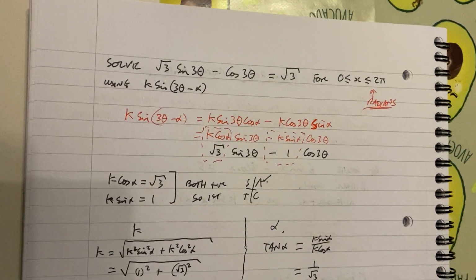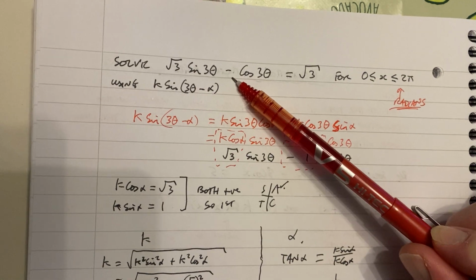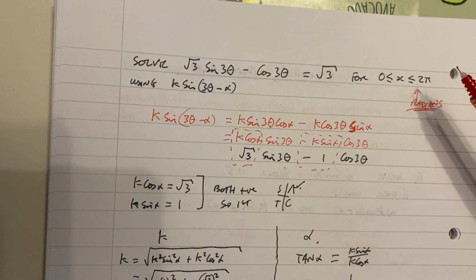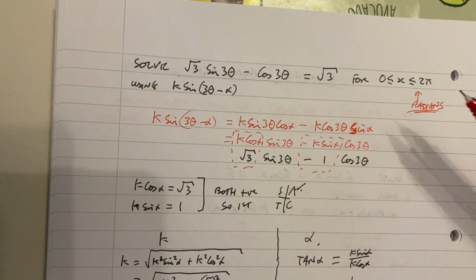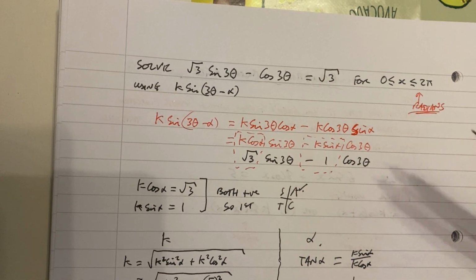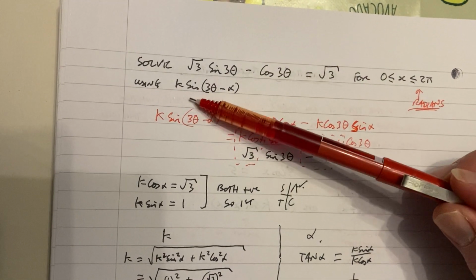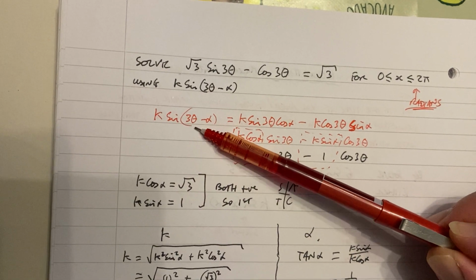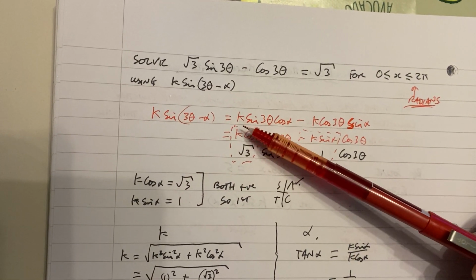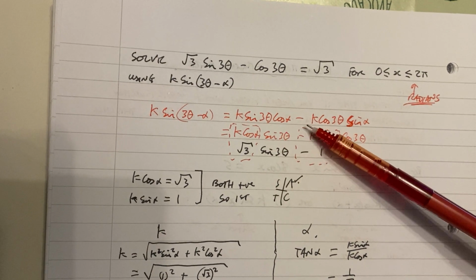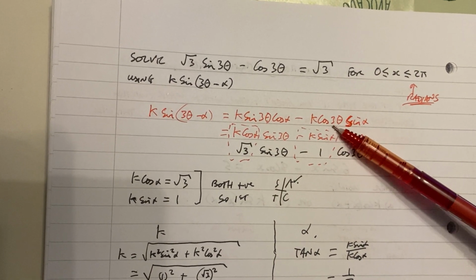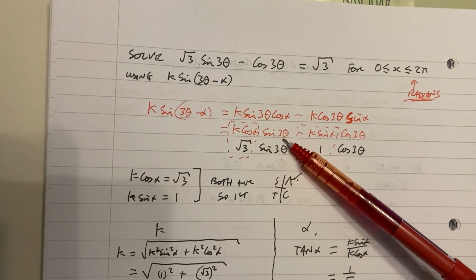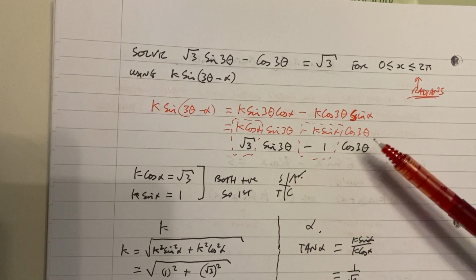So this one: solve root 3 sine 3 theta minus cos theta equals root 3. Oh no, it looks really complicated because there's a 3 theta. Not really. And we've got radians, oh joy, oh rapture. So we're using k sine(3 theta - alpha). So k sine 3 theta cos alpha minus k cos 3 theta sine alpha. Flip it round: k cos alpha sine 3 theta minus k sine alpha cos 3 theta.